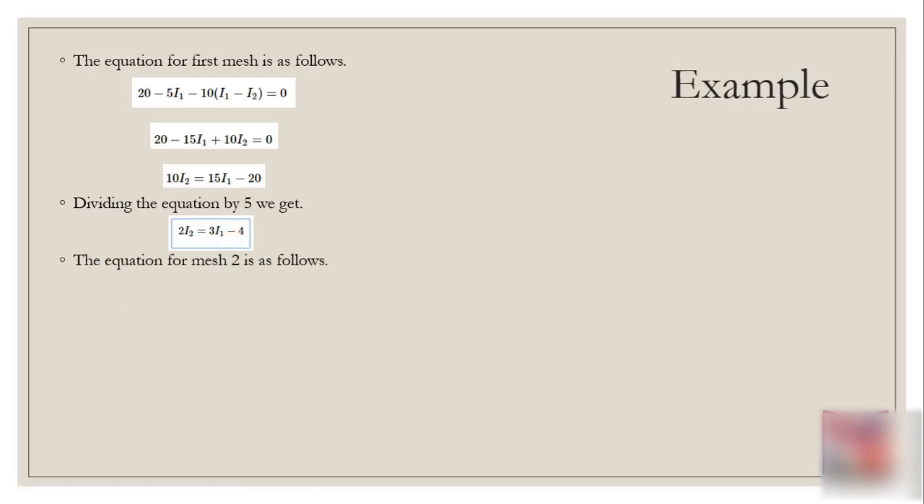Now the equation for mesh 2 can be written as follows: minus 10(I2 minus I1) minus 30I2 plus 80 is equal to 0. Here we have the difference I2 minus I1 because we consider the mesh current I2 to be greater than mesh current I1. And then we have the 30 ohm resistor with I2 and the 80 volt source.